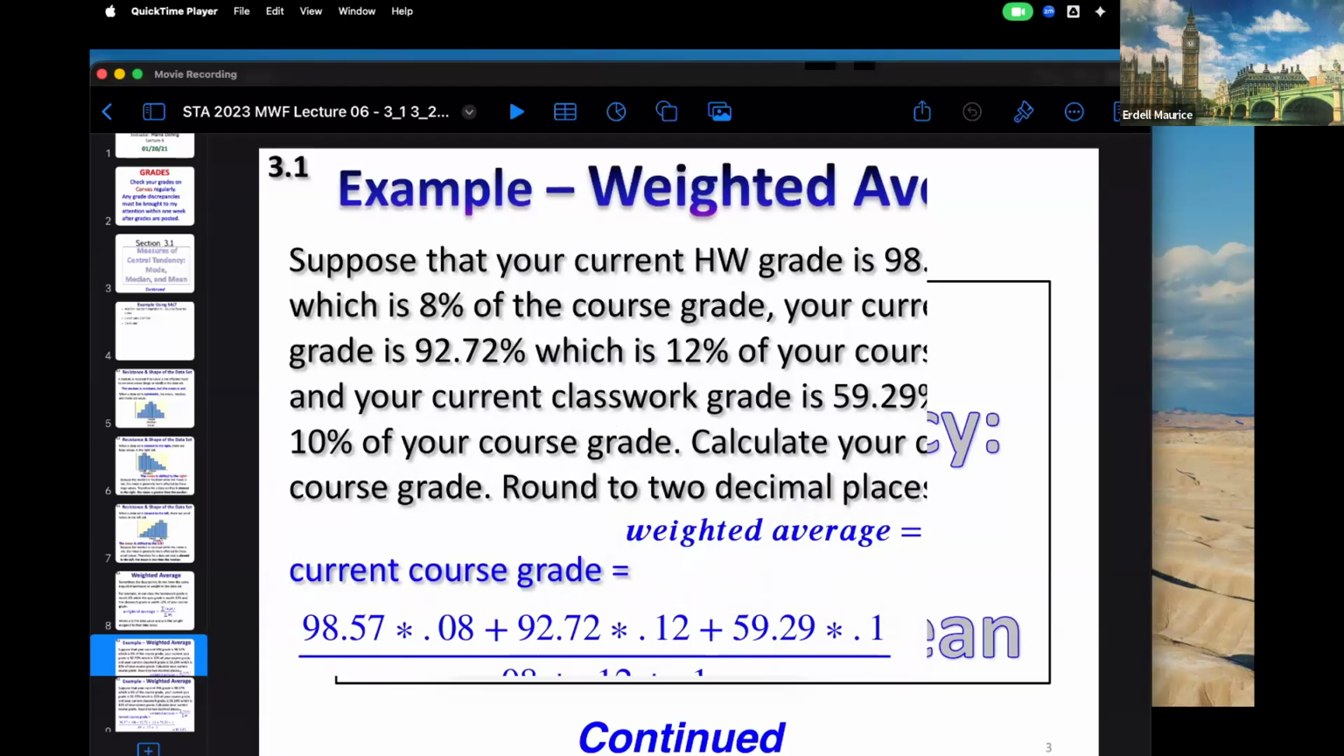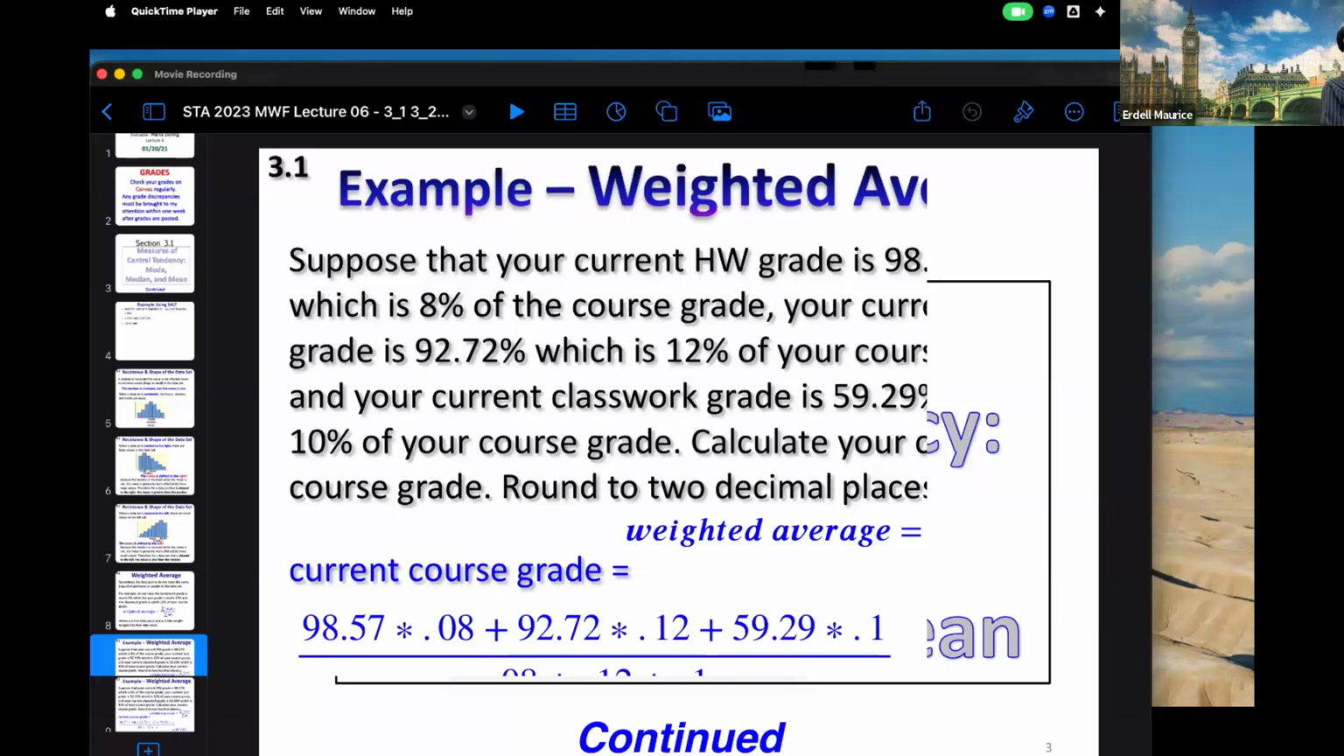Another classic example is calculating your GPA. Your GPA is a weighted grade. The weight is based upon your letter grade: the weight for an A is 4, for a B is 3, for a C is 2, for a D is 1, and for an F is 0, right? And that's how they calculate your GPA, right?